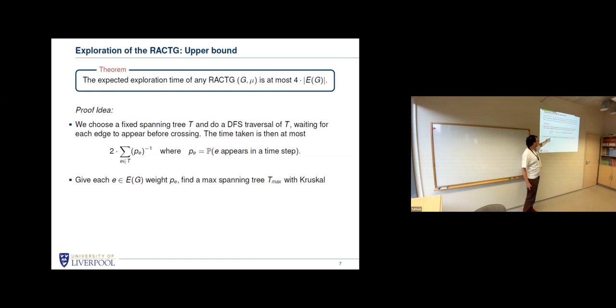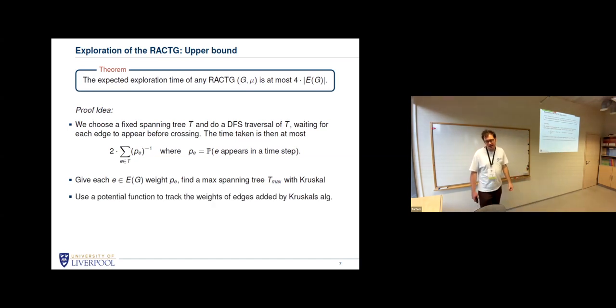Okay, so what you do is you take, for each edge in your graph, a weight, which is the probability that e appears at a time step. And then you find the maximum spanning tree with Prim's algorithm. Okay, and then the difficult part is actually analyzing Prim's to get a good bound on this. So the idea is that you have to use a potential function to track the weights of edges added by Prim's.